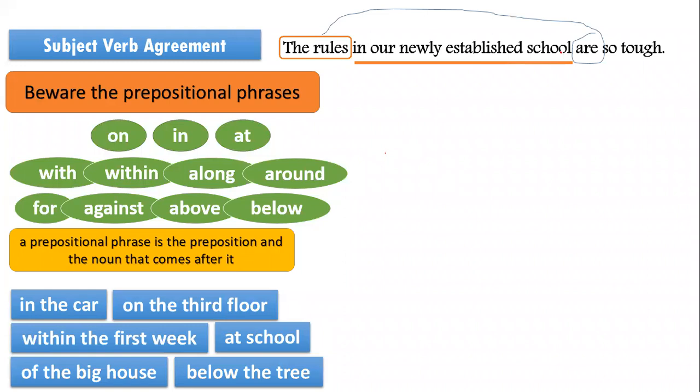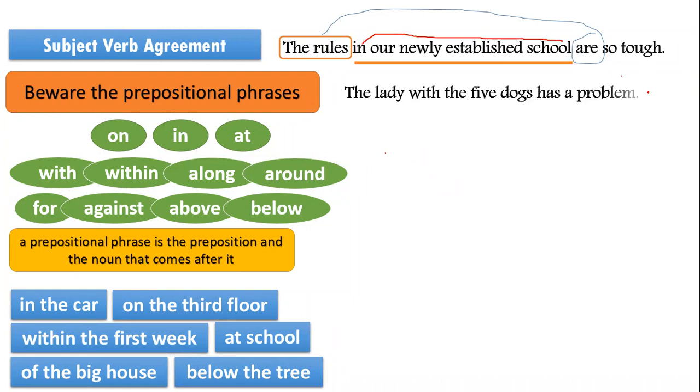Yes, my dear, no, school is part of the prepositional phrase. The subject is there, the rules, but the rules are, not is. Okay, let's see another example.